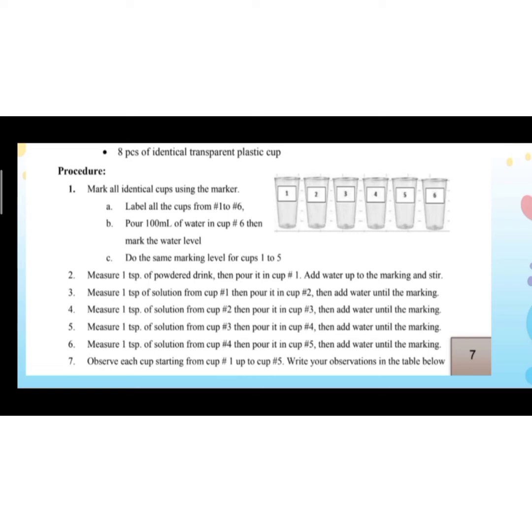So mapapansin nyo, mula sa number 1 na 100 ml na water with 1 teaspoon of juice, papunta sa number 6, palabnaw ng palabnaw yung kanyang kulay, from concentrated to diluted. So yun yung magiging result dyan.